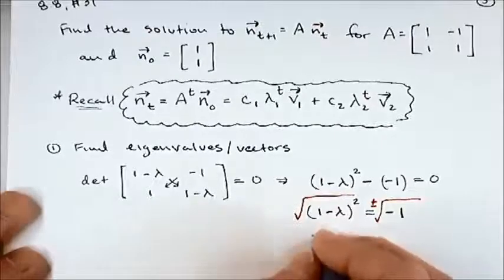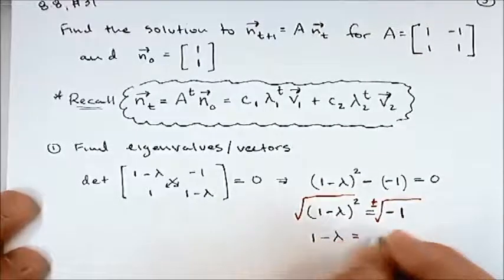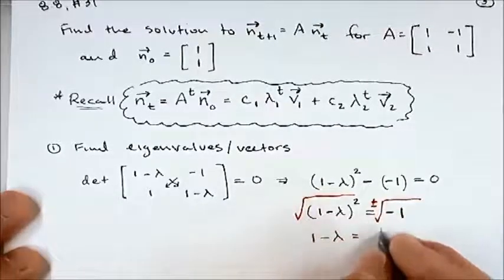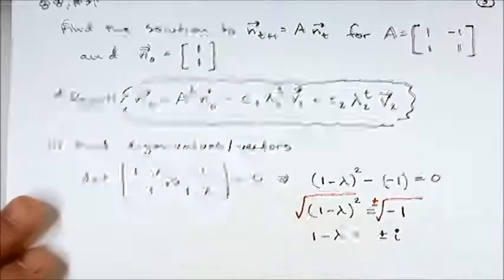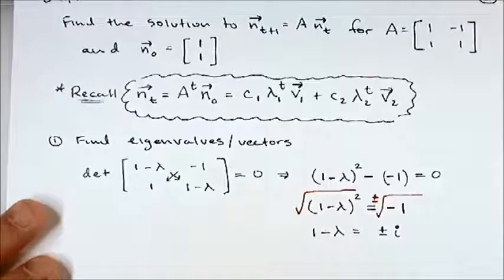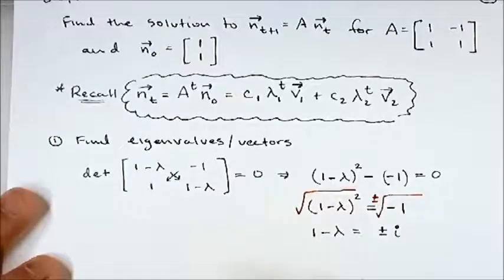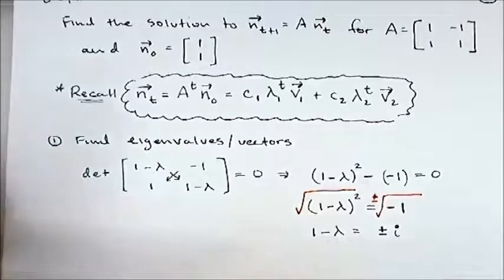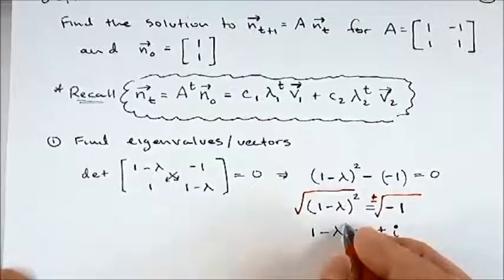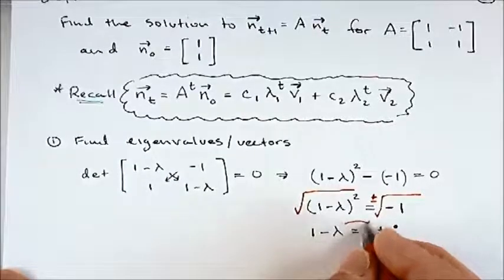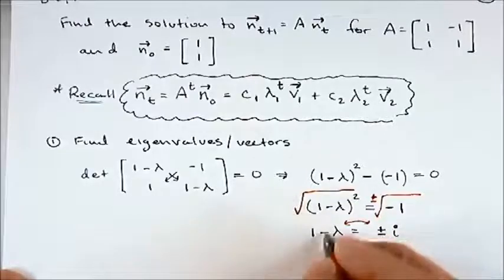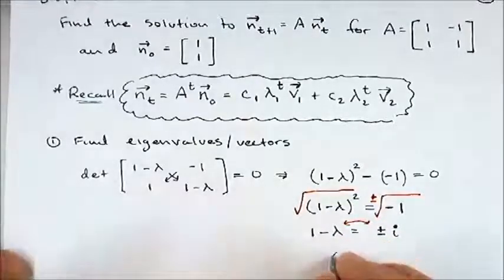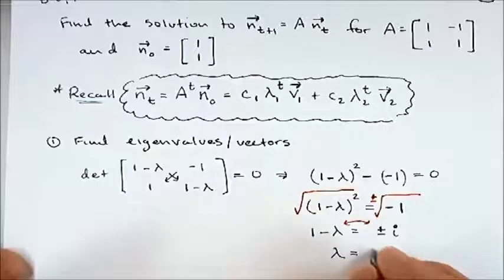So I end up with 1 minus lambda equals plus or minus the square root of -1, which we know is plus or minus I. And so if I add my lambda over here and either subtract or add I to this side, it's not going to matter. Do you see that you're going to get lambda equals 1 plus or minus I?